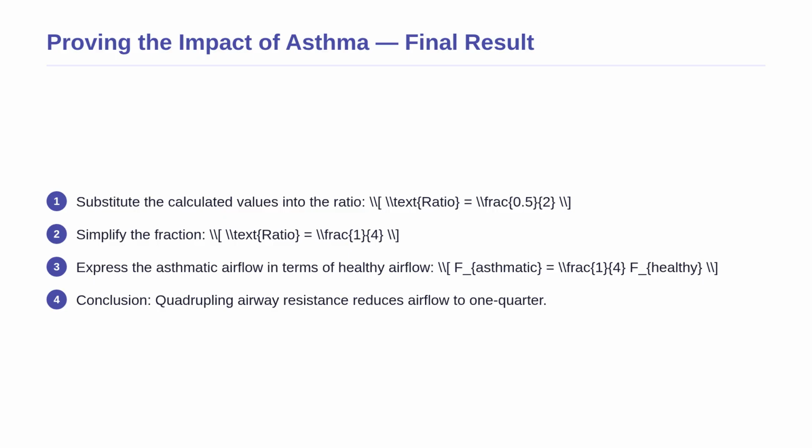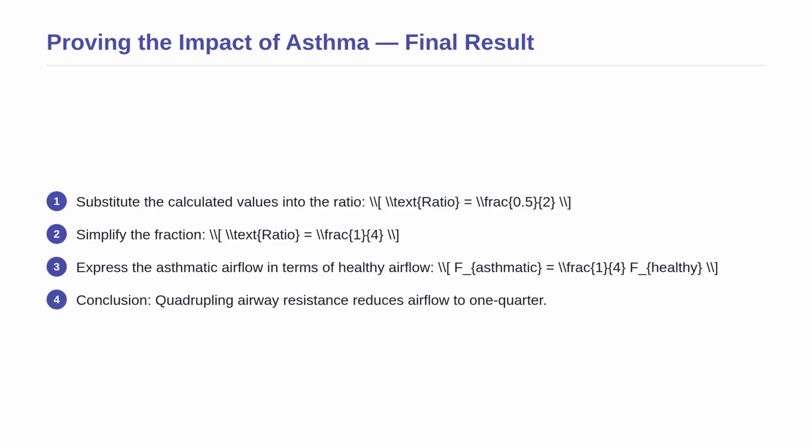Continuing our derivation, we now substitute our numbers into the ratio. We divide 0.5 by 2. Simplifying this fraction gives us exactly 1/4. By rearranging the equation, we prove that the asthmatic airflow is exactly 1/4 of the healthy airflow.